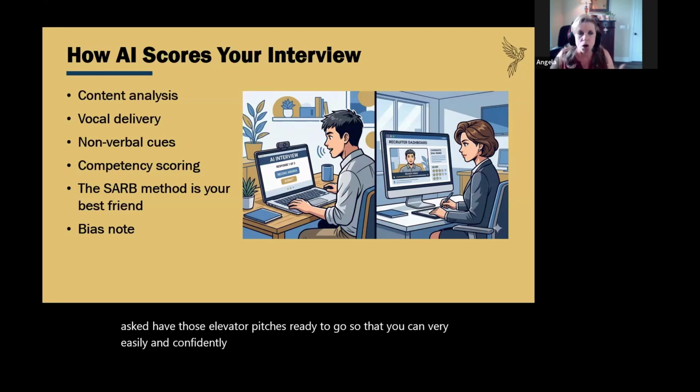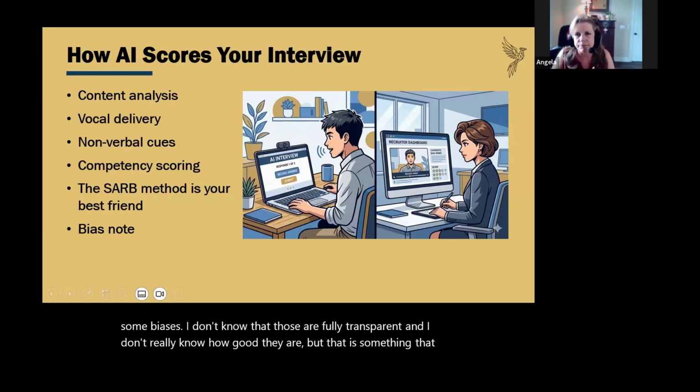And then, of course, there is also a bias algorithm that helps to eliminate some biases. I don't know that those are fully transparent, and I don't really know how good they are, but that is something they claim to try to write in there.